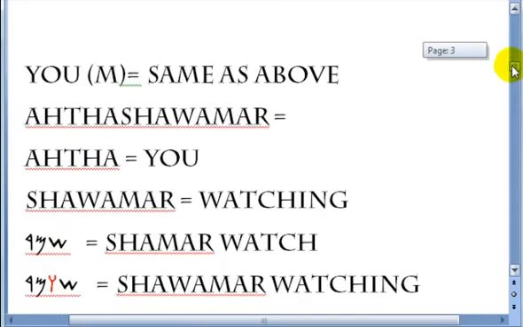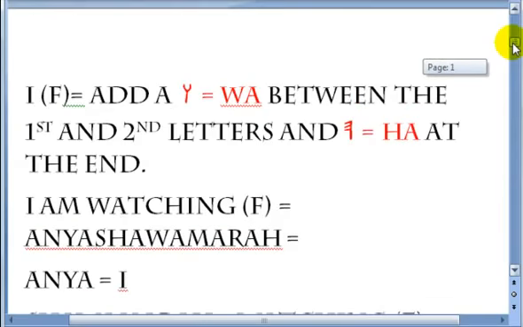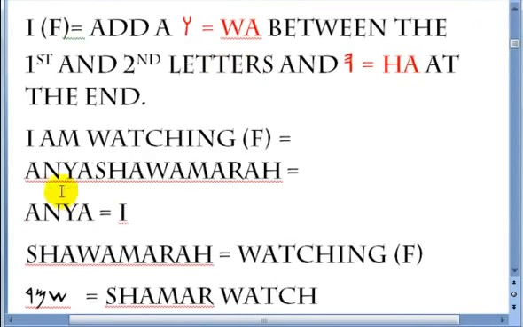The third one is you, male. It's the same as above. In other words, when I put same as above, I mean you put the wa between the first and the second Hebrew letters, or characters. So this is how you would say you watching. It says atha shawamar. That would be you watching. Atha is you, shawamar is watching. Now before I continue on, I just want to go back up here. Okay, I got it here. I am watching.